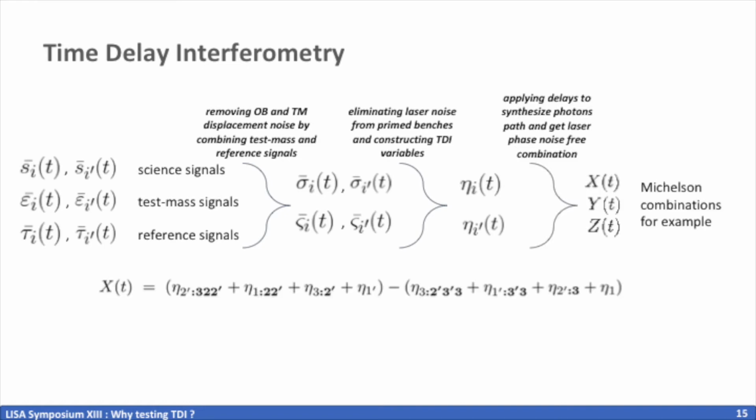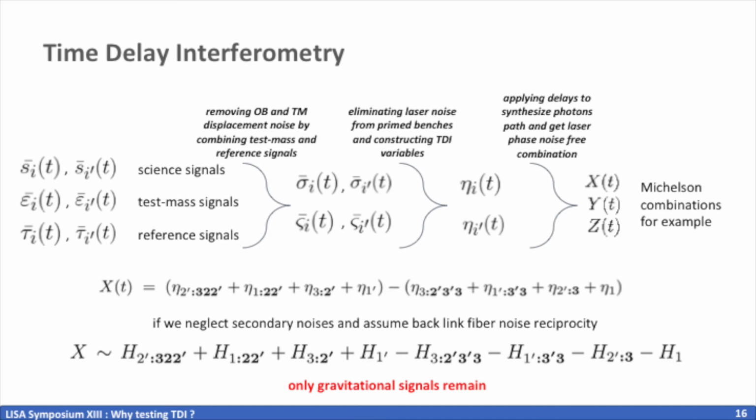We can apply delays to these TDI variables to synthesize a virtual equal arm length interferometer, and we get, for example, the phase noise free combination TDI-X, called the Michelson combination, for a static and rigid constellation. If we neglect secondary noises and assume that the noise of the backlink fiber between two adjacent optical benches is reciprocal, at the end only the gravitational signal remains.